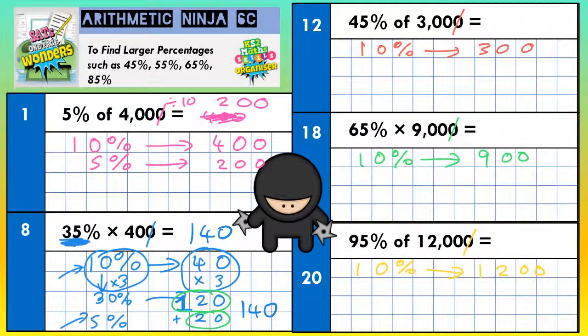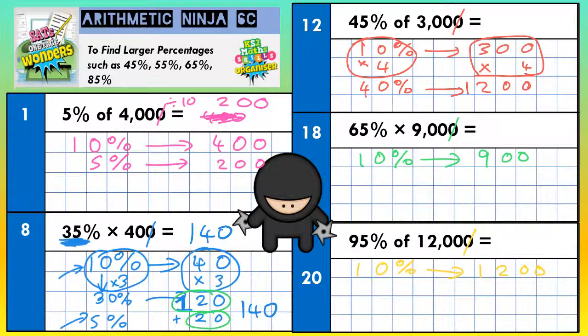On question 12, we need to build our 10% back up. Now we need to get to 40% first, so if we do 10% times 4, that is going to give us 40%. Now if we're timesing the 10% by 4, we need to times the 300 by 4. 4 lots of nothing is nothing, 4 nothings are nothing, 4 threes are 12. So 40% is 1,200, but we need an extra 5% on top of that.